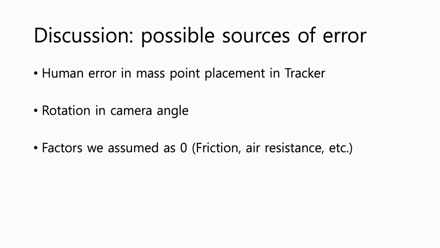What were the possible sources of this error? One is human error that I made as I was plotting the mass points in Tracker. I might have accidentally plotted them farther apart than they actually are, or the other way around. Second, the external forces we regarded as zero, like friction and air resistance, might come into play. Finally, the rotation of camera angle might have messed the results up.